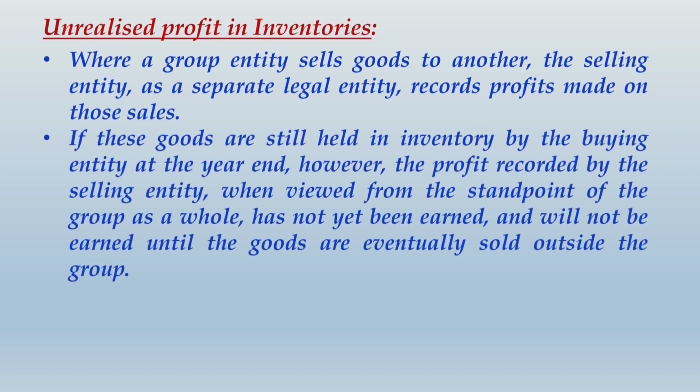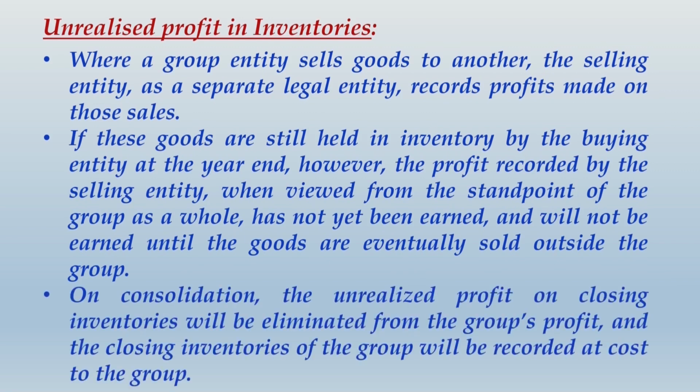If these goods are still held in inventory by the buying entity at the year end, however, the profit recorded by the selling entity when viewed from the standpoint of the group as a whole has not yet been earned and will not be earned until goods are eventually sold outside the group. On consolidation, the unrealized profit on closing inventories will be eliminated from the group's profit and closing inventories of the group will be recorded at cost to the group. So friends, write up this part as well and then I take you ahead.